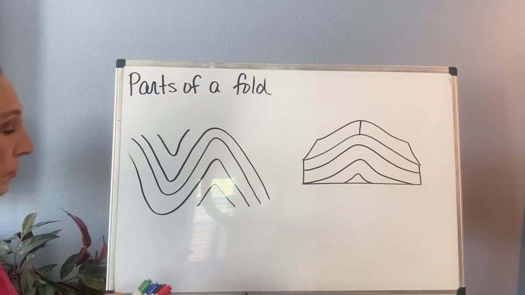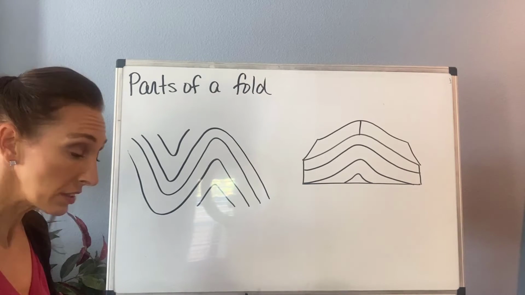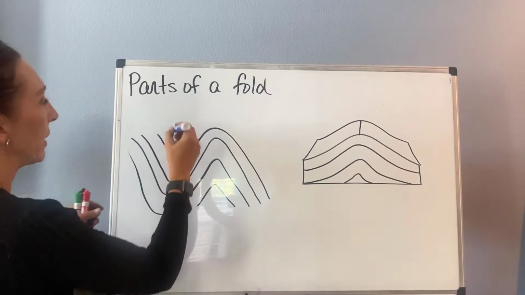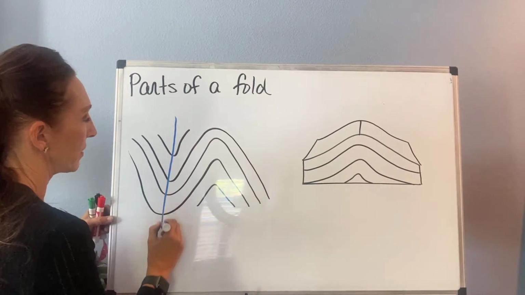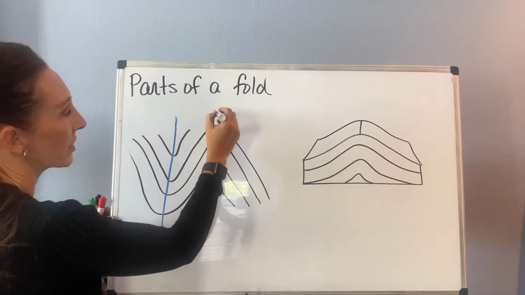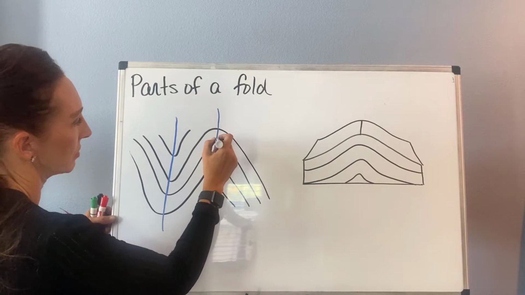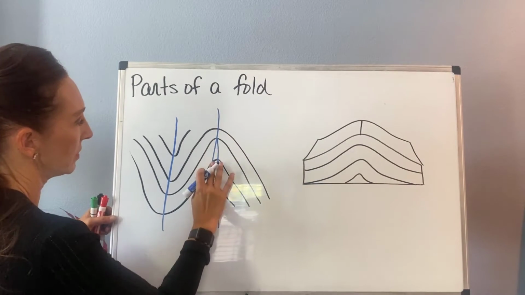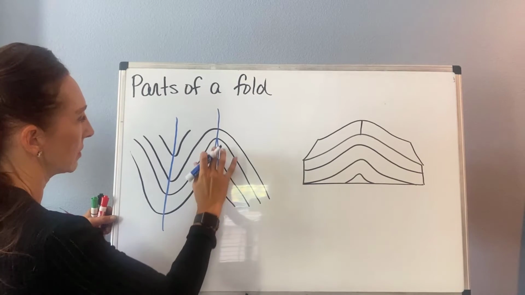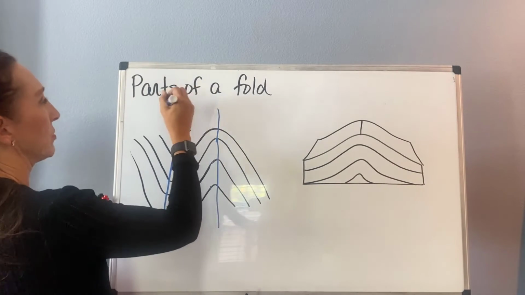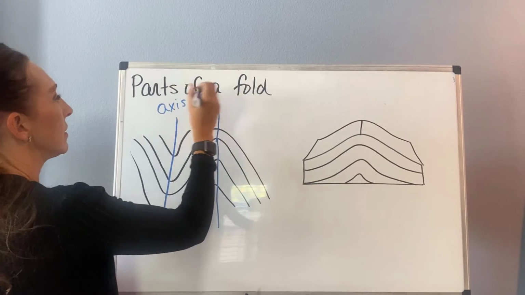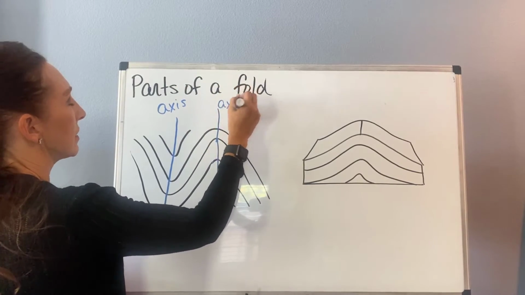And so the important parts of it are going to be the fold axis. And so if I put my axis in here, it would be this line that divides one side of the fold from the other. I'd have another fold axis there. That should have gone through the center a bit better. There we go. So I have an axis here and an axis here.